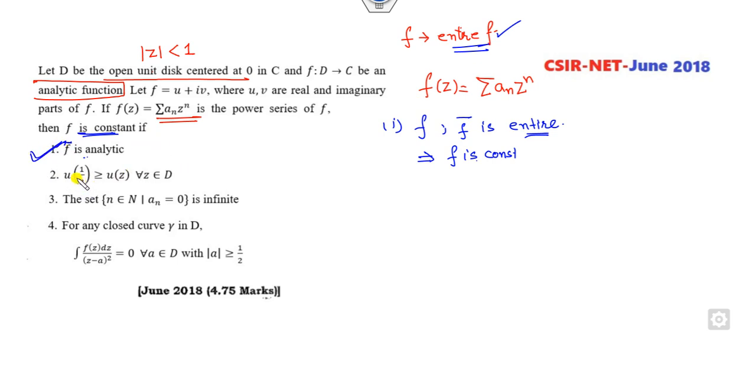Okay, look at this one. What is given to you? U half is greater than. That is because it's a greater than sign. So we will think about the maximum modulus principle.